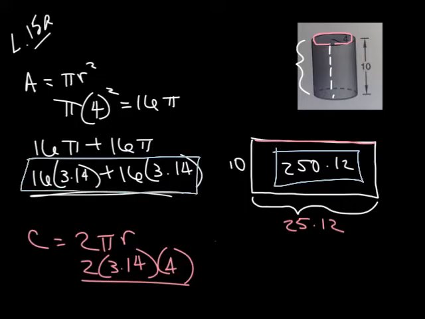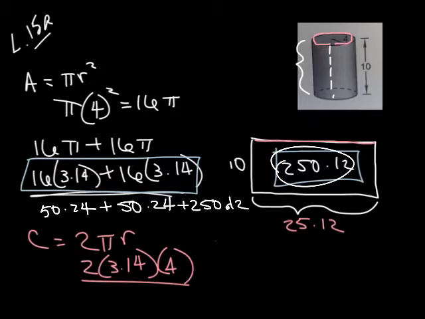These are the areas of the circle, the top and bottom. So now we're going to add all those together in order to get the total surface area. So what I'm going to do is add the bottom area, the top area, and the lateral surface area here. So if I take my 16 times 3.14, I'm going to get 50.24 here, and 50.24 there, plus 250.12 from here.